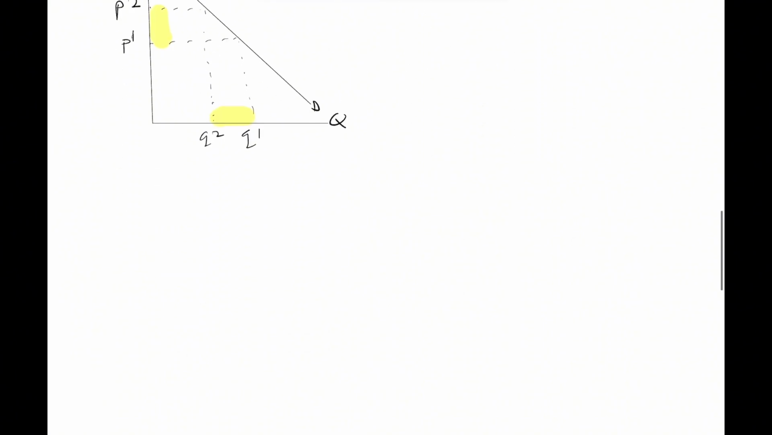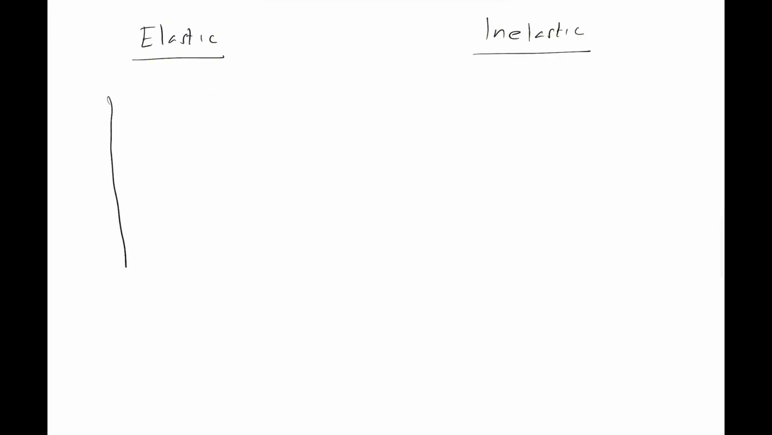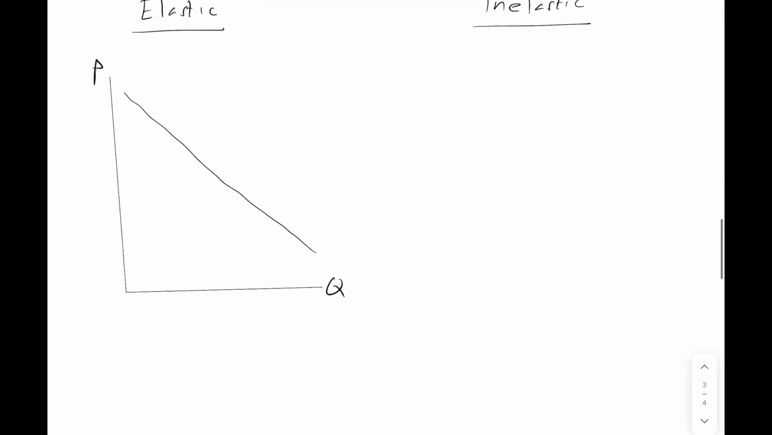Okay, so now let's have a look at elastic and inelastic demand curves. Elastic and inelastic, okay? So we label the axes P and Q. Now for the elastic demand curve, imagine we've got our 45-degree line, okay, but we're actually going to draw the top of the curve to the left-hand side, and we're going to draw it like this, okay? So an elastic demand curve will look like that.